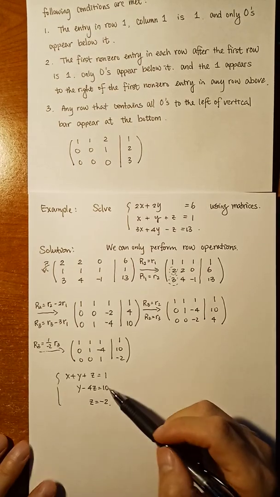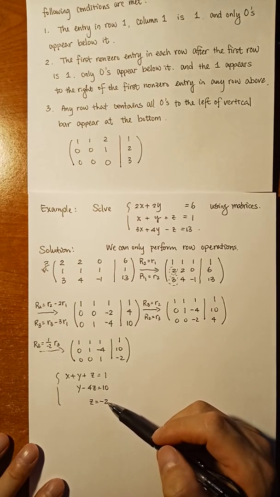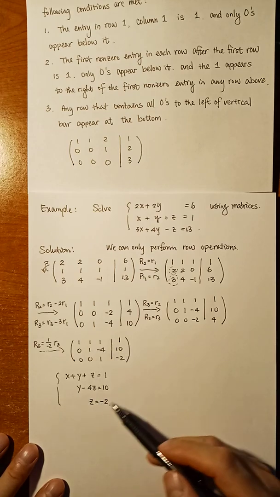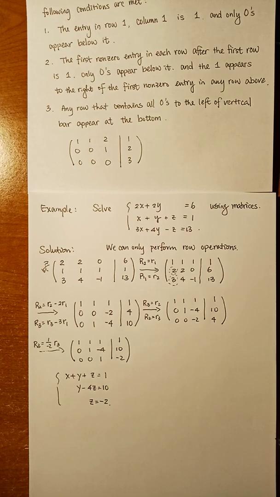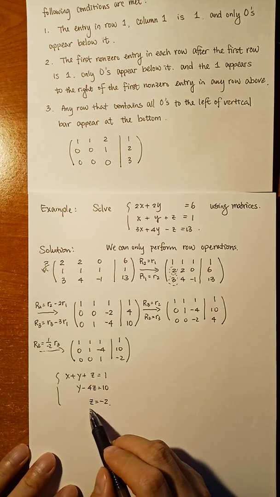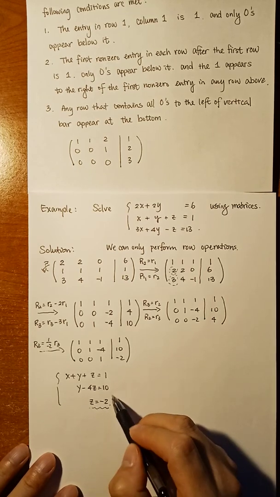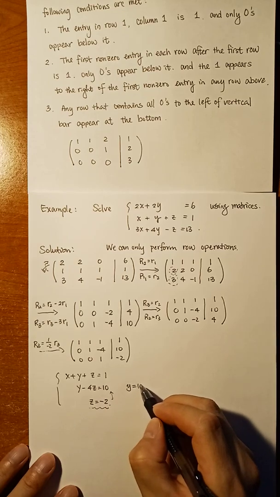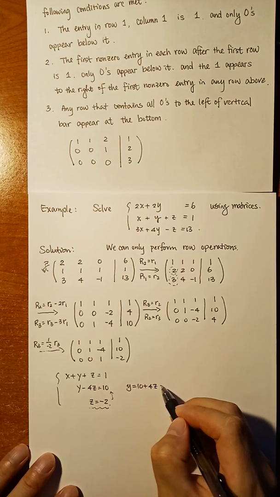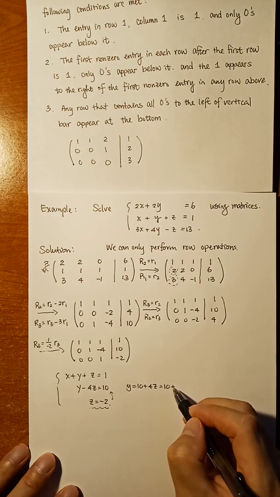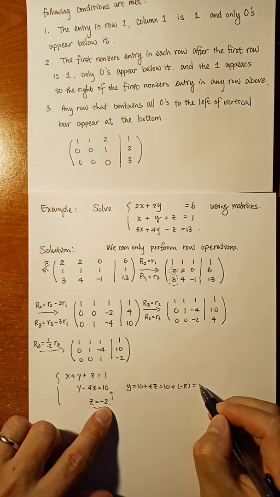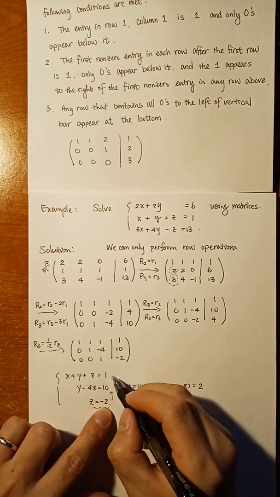Okay, you should be able to write the augmented matrix from a given system, or you can also write down the system from the given augmented matrix. And now you see z is -2. You go back, back substitute. y is 10 plus 4 times z. 4 times z is -8. 10 plus -8 is 2. And then we continue moving back.